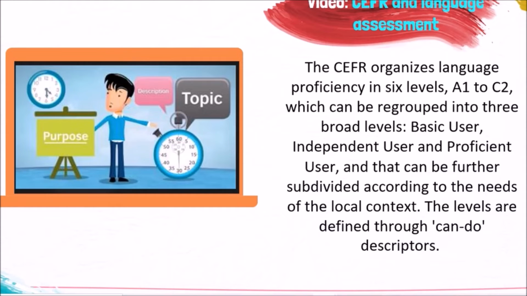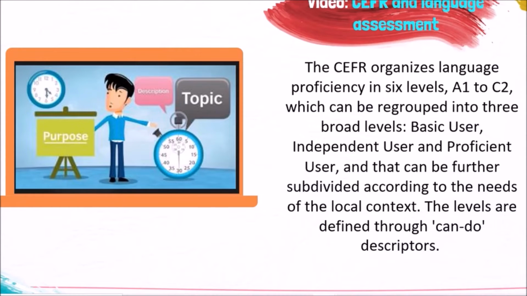According to the video on the CEFR and language assessment, the main idea is to provide a shared basis for reflection and communication among the different partners in the field, including those involved in teacher education and the elaboration of syllabuses, curriculum guidelines, textbooks, and examinations in the member states of the Council of Europe.